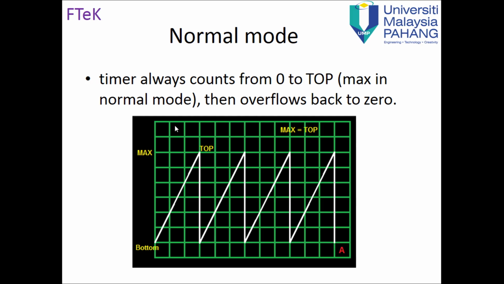So let's understand the difference between normal mode and CTC mode. In the normal mode, the counter signal will be like this. The value of the counter, which is stored in TCNT0 for example for timer 0, will start from 0 and increase up to 255 for timer 0 and to 65535 in timer 1. This is the max, so it will increase until it reaches the max, then it will overflow and go back to 0, and increase again, reach the max and go back to 0. So it overflows back to 0. This is the normal mode.